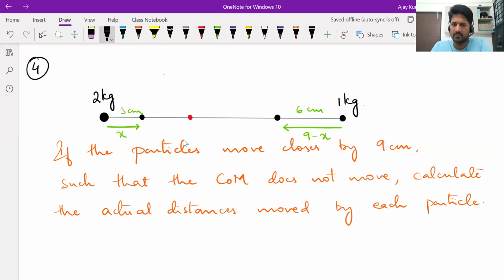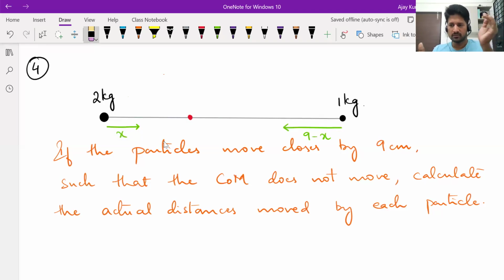If you want to solve it mathematically, this is how you begin. You have to visualize the situation first. Never try to solve physics problems blindly by writing equations. Imagine, and based on what you're imagining, you write the equation. So they move closer such that center of mass does not move. You have learned something about it. Recollect that first.